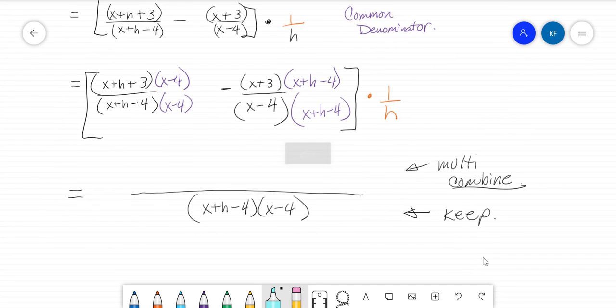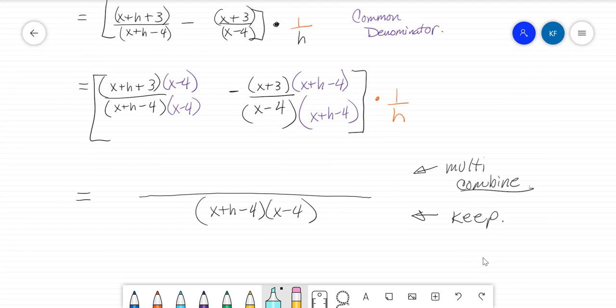If you notice, we have some wild expressions. You keep the bottom exactly the same. So I'm just going to go ahead and multiply this out for you right now.